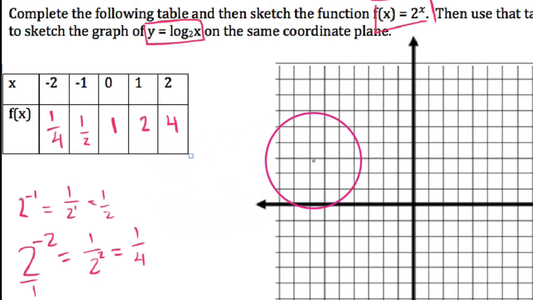I'll sketch this in red here. We have an intercept at (0, 1). We have (1, 2), and when we plug in 1, we get the value of a, which is our base here, 2. Then at negative 1 we had a half, at negative 2 we have a fourth, and at 2 we had 4. This is our exponential graph.